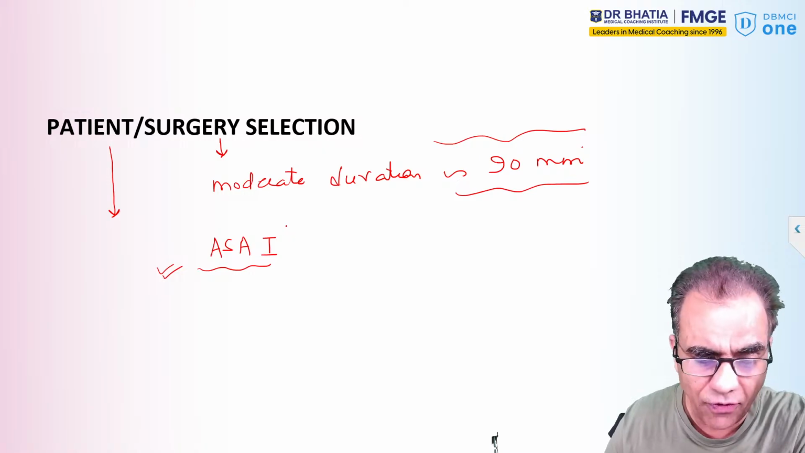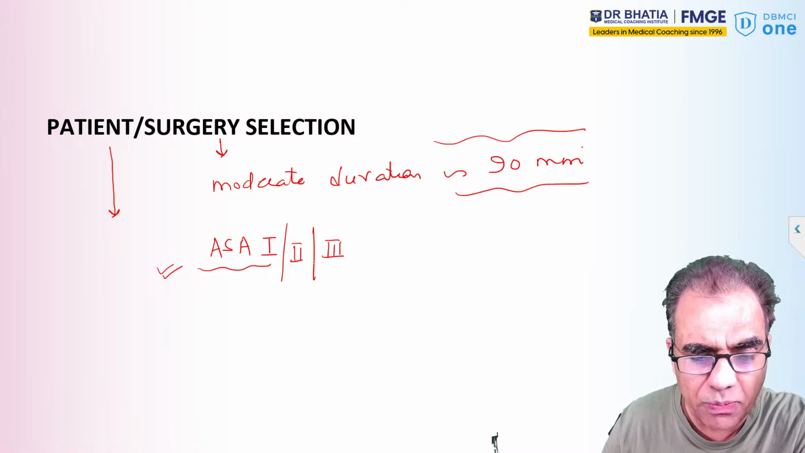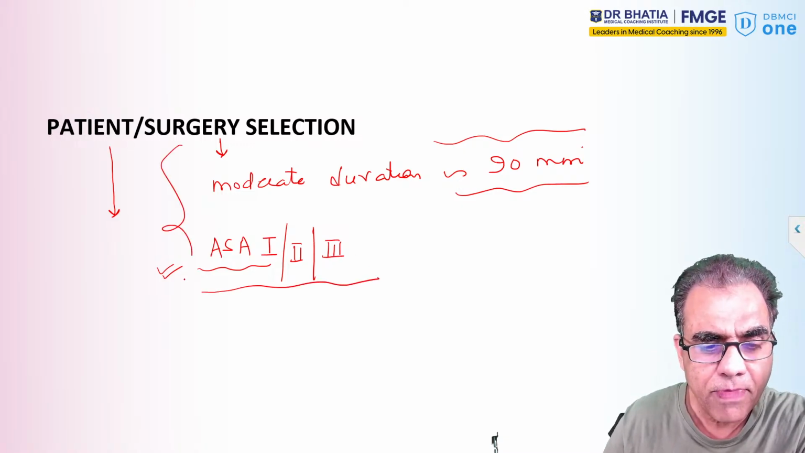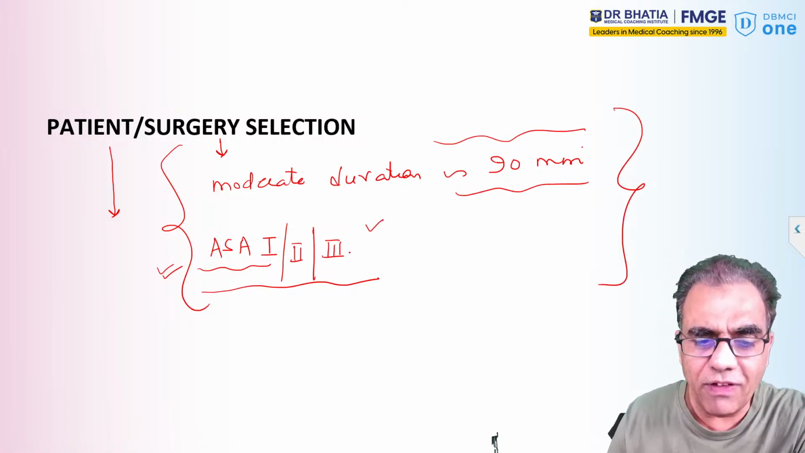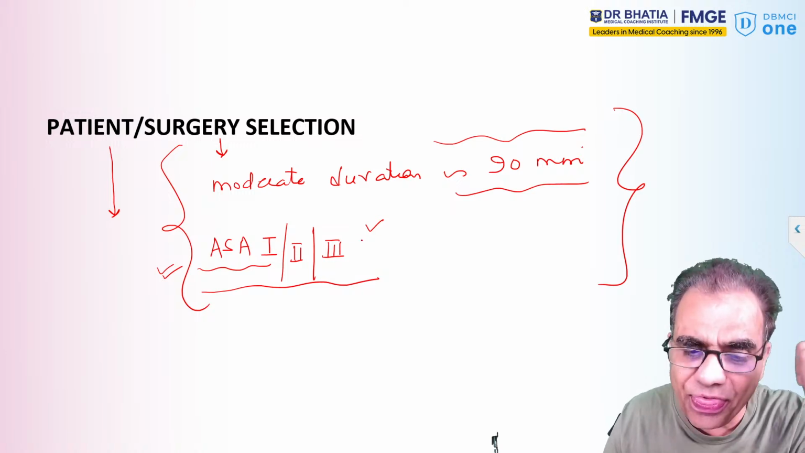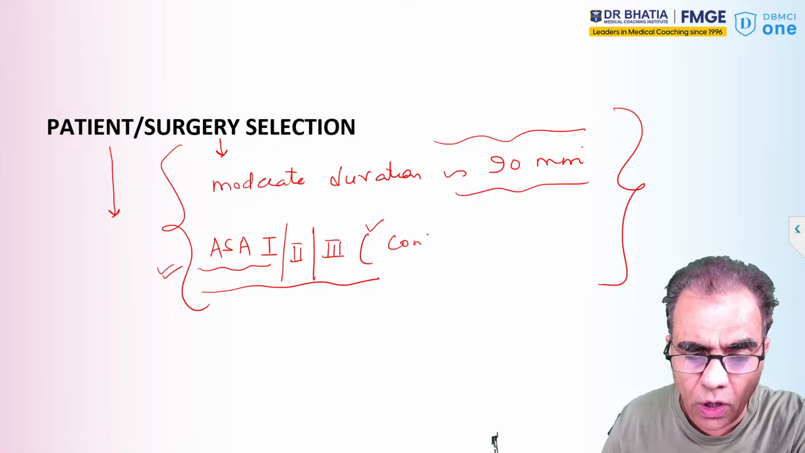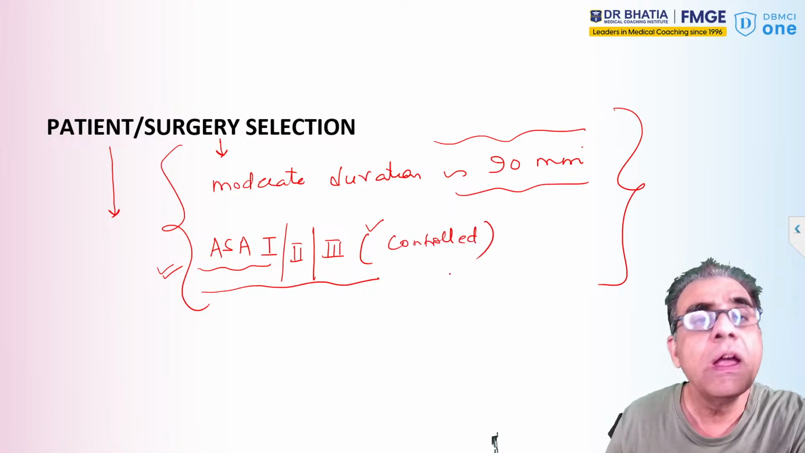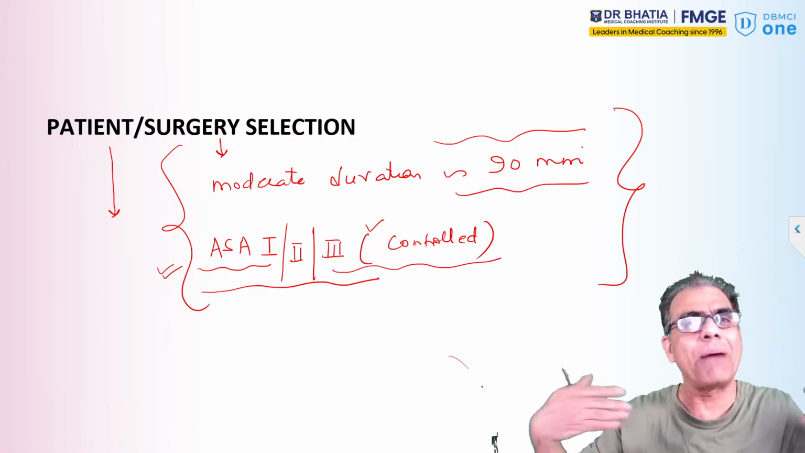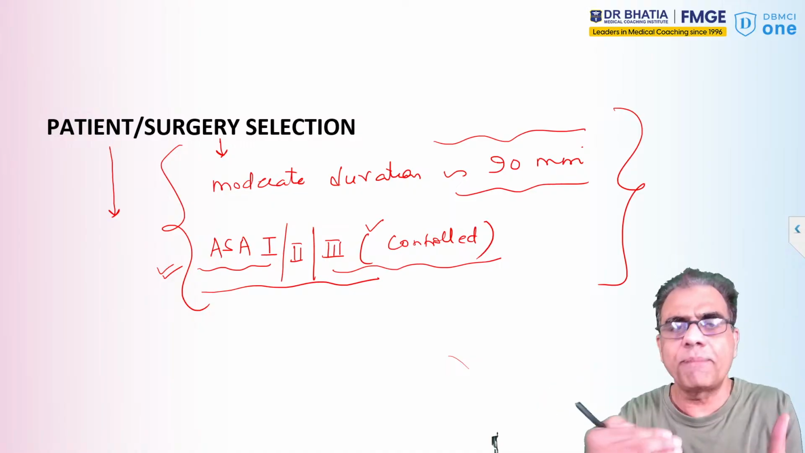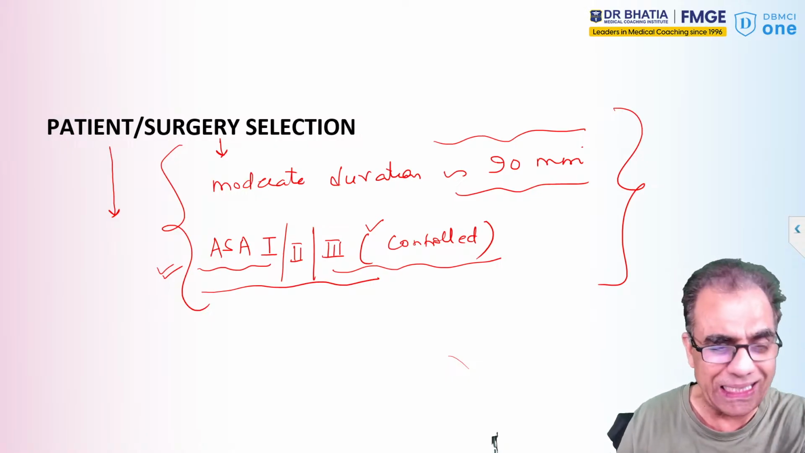So ASA 1 safely, ASA 2 safely. Now ASA 3 also has been included, and there is a change. Previously, we were including ASA 3 patients whose disease was controlled for 3 months. But now that has been changed. Now they say if the patient's disease is controlled, say the patient is diabetic or hypertensive, but today when the patient came to you, the sugar is controlled and blood pressure is controlled, the patient can be easily considered.